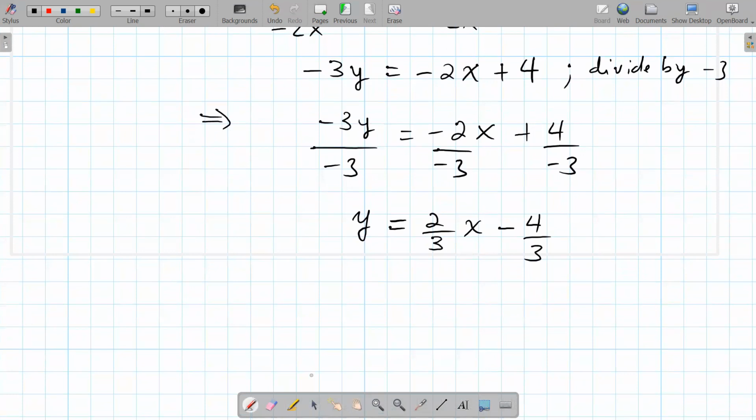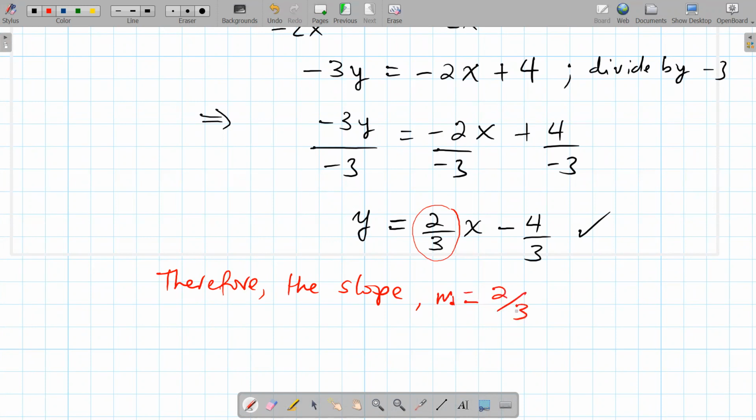So this is where I get to. And from here, it means that the value in front of the x is going to be your slope. So therefore, the slope is 2 over 3. You are done. Let's do another one.